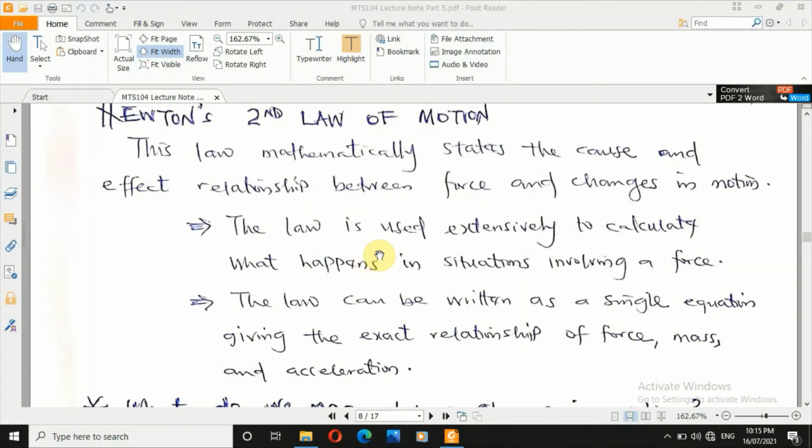Because we know that force is what? Force is something that we can calculate. That is a beauty of mathematics. We use mathematics to calculate anything, provided it's well posed. So, what am I trying to say now is that the law can be written as a single equation, given the exact relationship of force, mass, and acceleration.